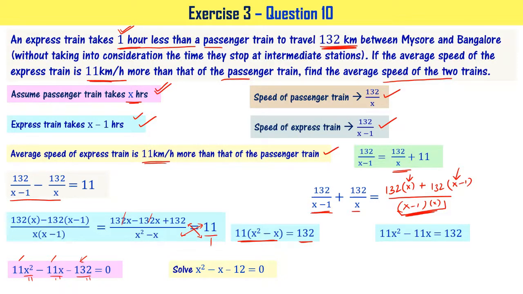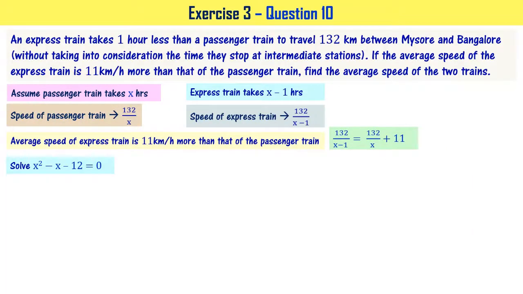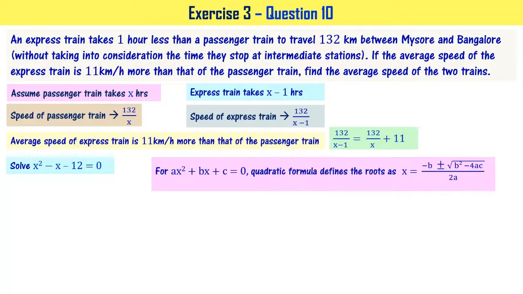We have to solve this equation to get the value of x. That is the time taken by the passenger train. Once you know that, you know express train, how much time it is going to take, right? Once you know this, you know what are the values of speeds of these two trains, right? Let's solve this with the help of quadratic formula. For that, I have to say what are the values of a, b, c, right?